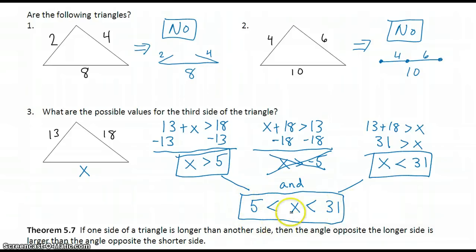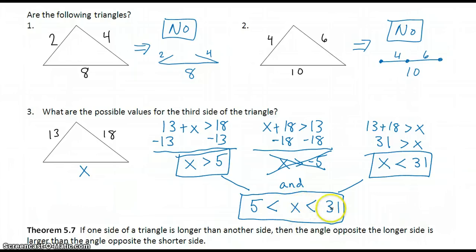This inequality works. X can be any number between 5 and 31. So if X is 7, 7 is a possible length for a side of this triangle. If X is 5, 5 would give me 18 together, and no, it wouldn't be a triangle. So this inequality says X has to be just greater than 5. So if X is like 5.1, 5.1 would make these two just long enough to make a triangle. They'd be just bigger than 18.